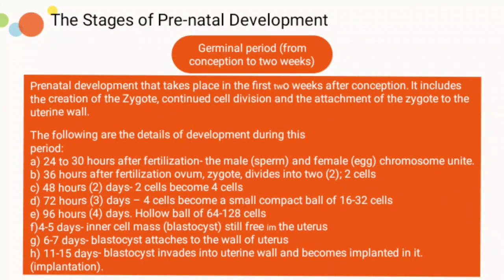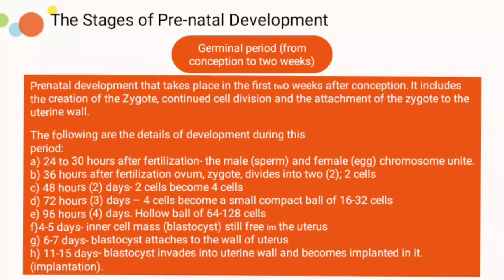In 24 to 30 hours after fertilization, the male sperm and the female egg chromosome unite. 36 hours after fertilization, the ovum zygote divides into 2. 48 hours or 2 days, 2 cells become 4 cells. In 72 hours, 4 cells become a small compact ball of 16 to 32 cells. In 96 hours or 4 days, a hollow ball of 64 to 128 cells is formed. In 4 to 5 days, the inner cell mass is still free in the uterus.